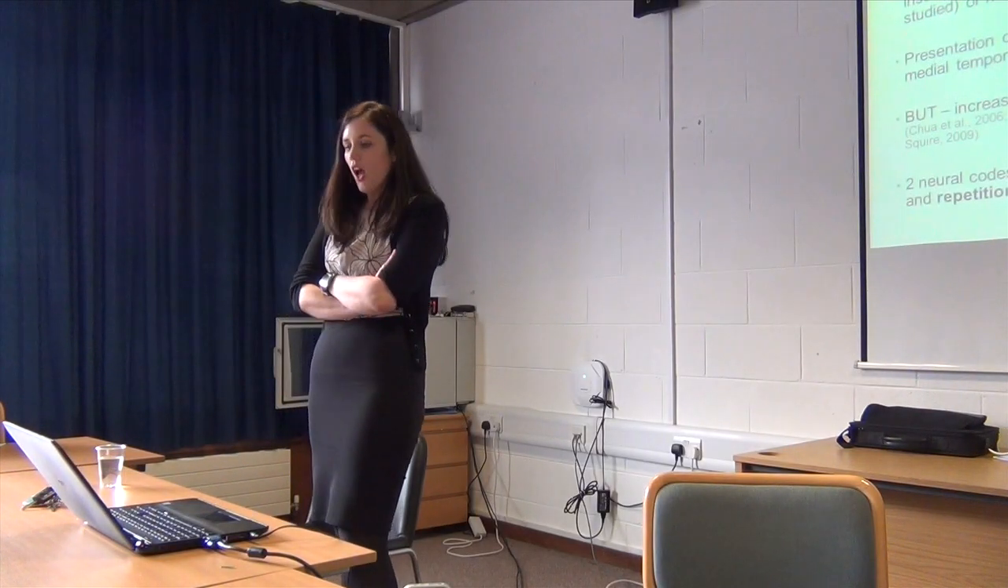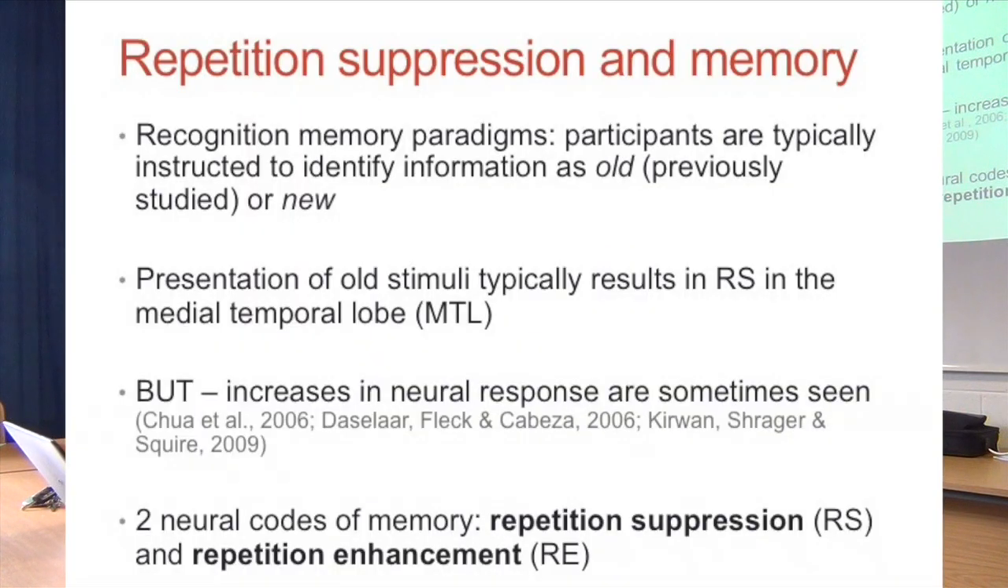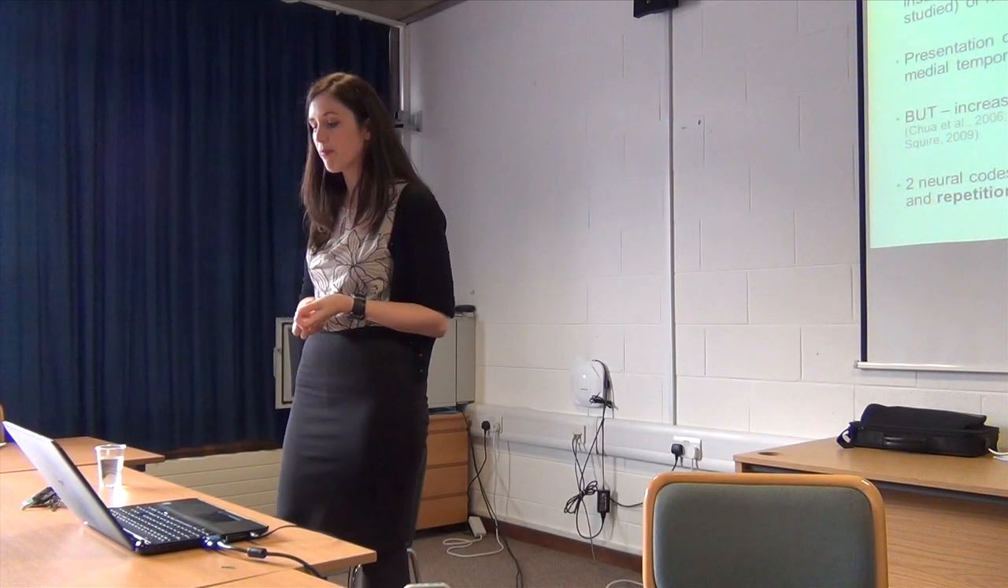Okay, so in typical recognition memory paradigms, participants are presented with a series of stimuli, photographs for example, or any kind of images, and are instructed to explicitly identify the stimuli as being old or new. I've seen this before, I've never seen this before. And we know that presentation of old, familiar, previously viewed stimuli typically results in repetition suppression in the medial temporal lobe, and specifically in the hippocampus.